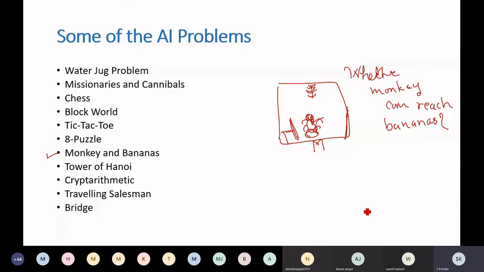So NLP, natural language processing kind of problem it is. The answer will be either yes or no, something like that. So why is this important? The reason is how you are going to represent such knowledge in the computer program. That is important. So knowledge representation will play a central role in this particular problem.